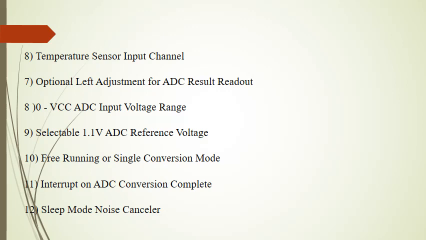And the last are free running or single conversion mode, interrupt on ADC conversion complete, and sleep mode noise canceller. Now, in the next slide, we'll elaborate some of the features which are important from our point of view. So, let us proceed.